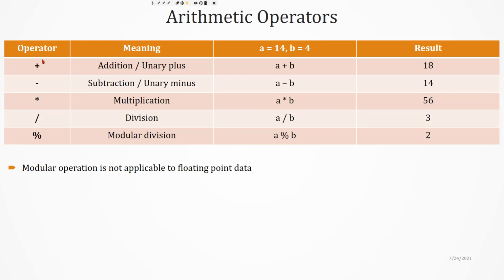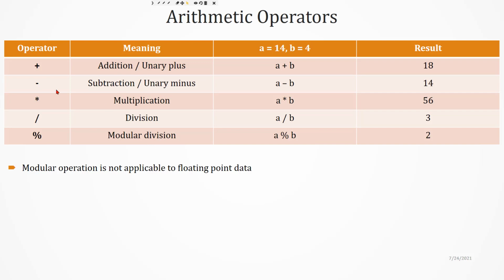So these are the arithmetic operators: plus, minus, star, forward slash for division, and the percentage symbol for modular division. Plus has two meanings: addition and unary plus. Minus also has two meanings: subtraction and unary minus. Star denotes multiplication, forward slash denotes division, percentage denotes modular division.